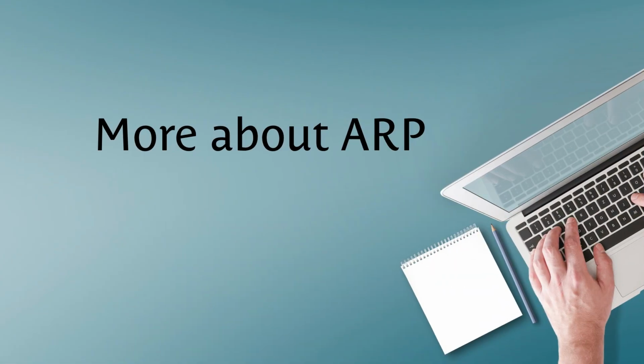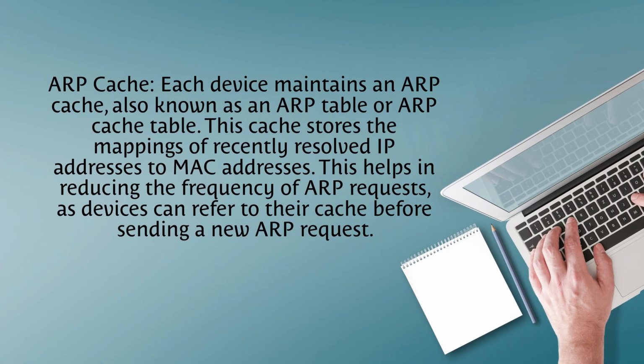More about ARP. Each device maintains an ARP cache, also known as an ARP table or ARP cache table. This cache stores the mappings of recently resolved IP addresses to MAC addresses. This helps in reducing the frequency of ARP requests, as devices can refer to their cache before sending a new ARP request.